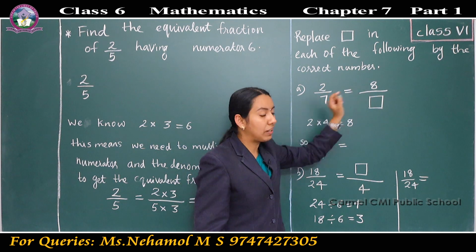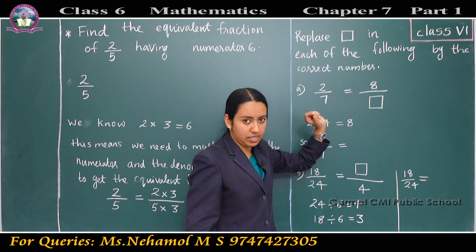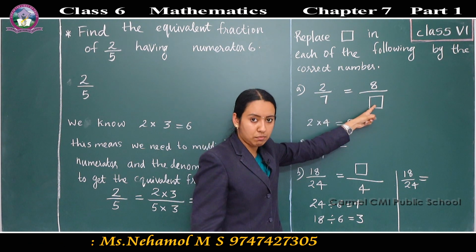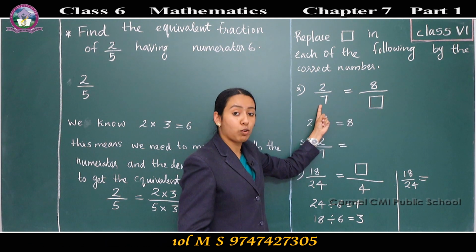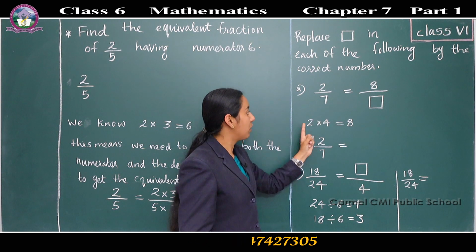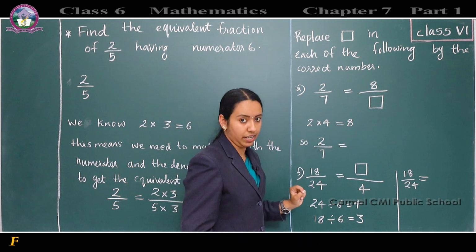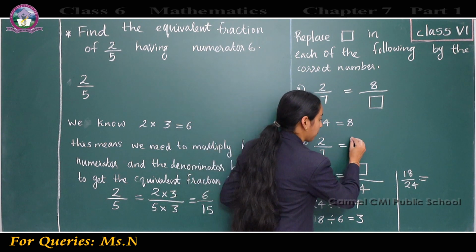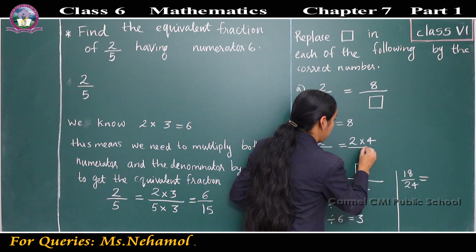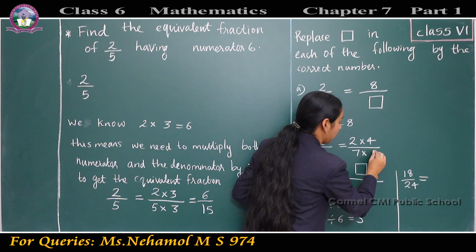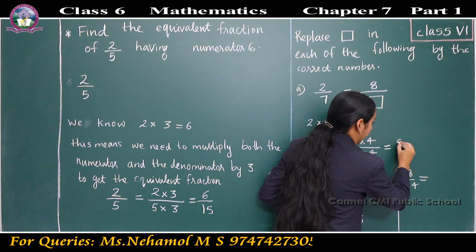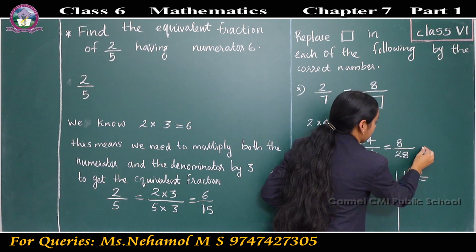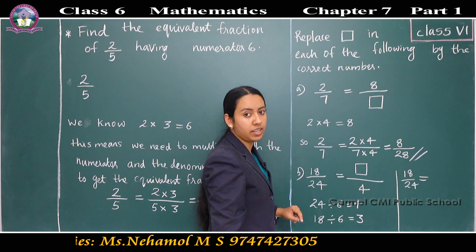2 into which number is 8? 2 into 4 is 8. So, to get the missing number, we have to multiply 7 also with the 4. So, 2 by 7 is equal to 2 into 4 by 7 into 4. 2 4s are 8 by 7 4s are 28. So, the missing number is 28.